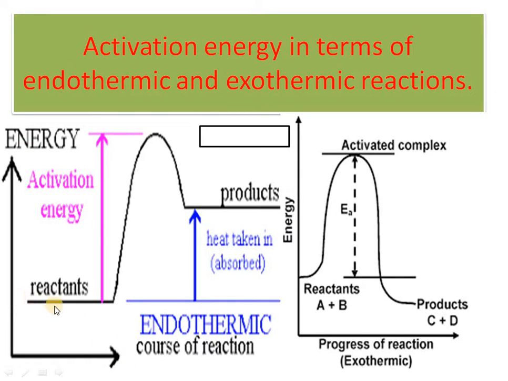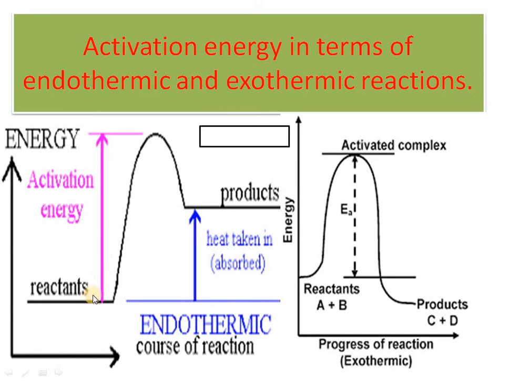Y-axis is energy and the x-axis is the course of reaction. Now the reactant must be possessing some energy. For the reactant to convert into products, sometimes the product energy is more and sometimes the product energy is less. If the product energy is more, those reactions are called endothermic, and if the product energy is less, those reactions are called exothermic. Means heat is released and the energy decreases, or heat is absorbed and the energy increases.